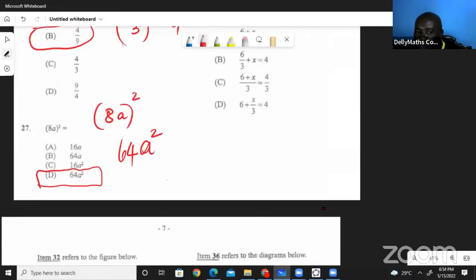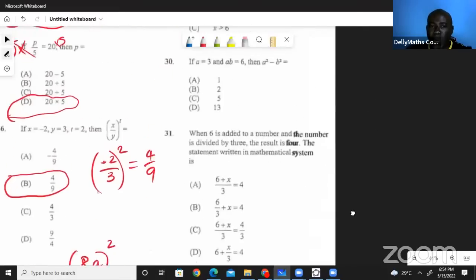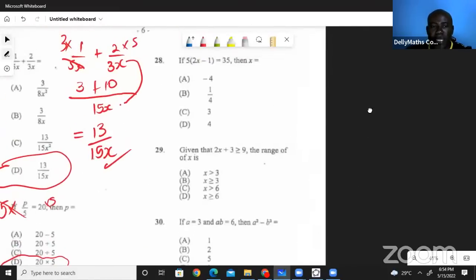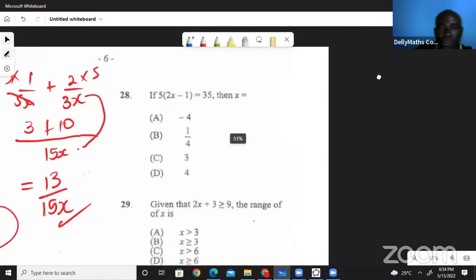Anybody that has 64a, remember that the a will be squared. All right, don't make the mistake and put B. It's not B. The answer is D for dog, D. All right, that was 27. Let's go for 28.